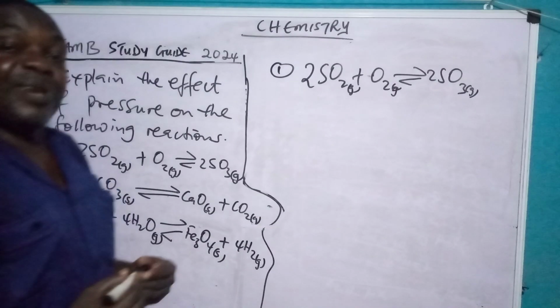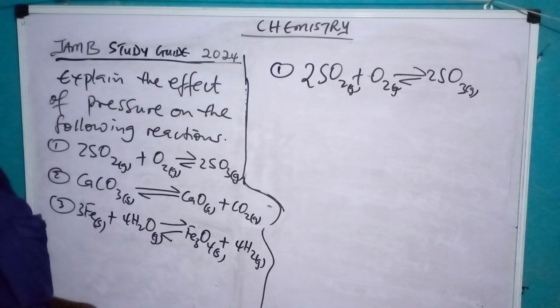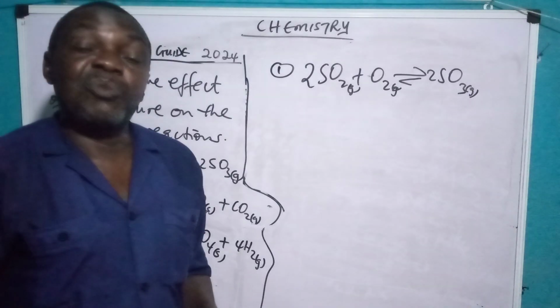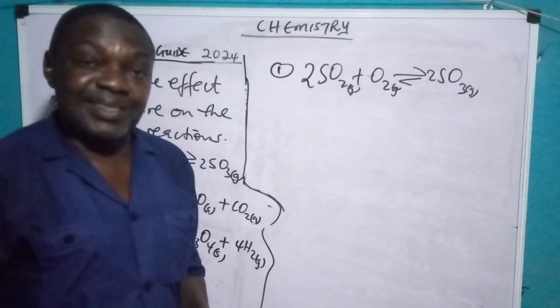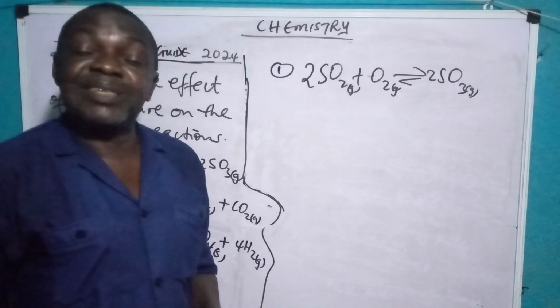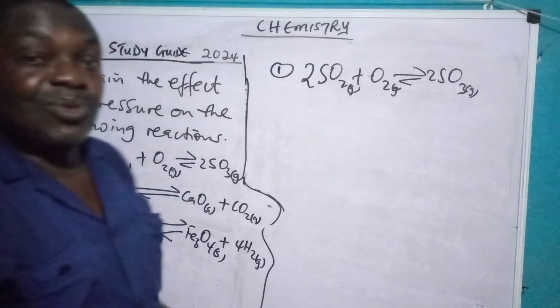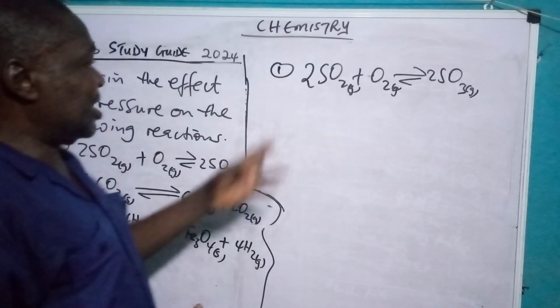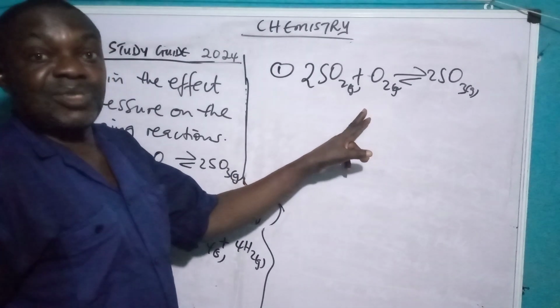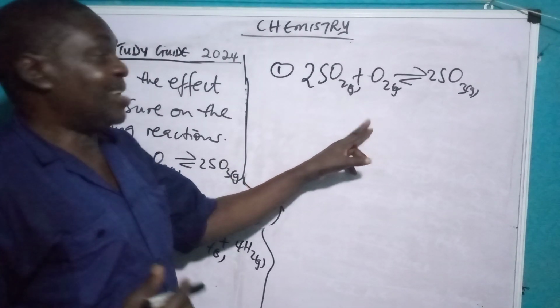When you are talking about pressure, your mind goes straight to gaseous form, gases. Your mind should go straight to only gases, because it is gases that can be compressed, you don't consider any other thing. For example, look at this. We discussed this one in our previous video. If you want to know, you can go back and check it.